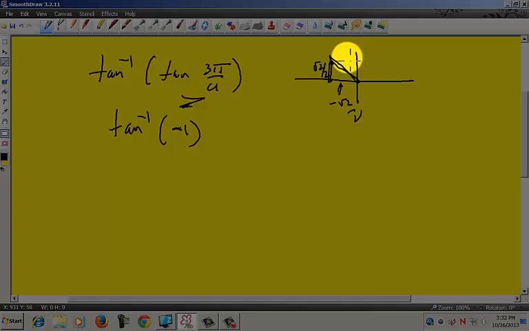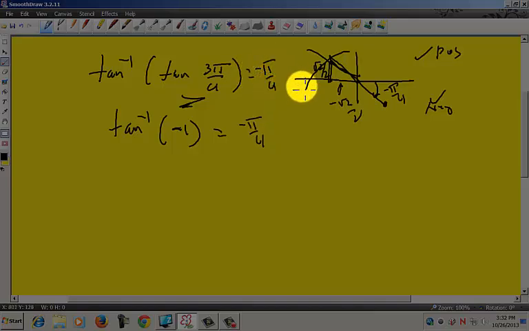Well, tan inverse does not exist in this quadrant, so I can't write 3 pi over 4. Tan inverse only exists in the first and the fourth, and it's positive here, and it's negative there, so therefore I have to use this one, which I also have to go down, and that'll be negative pi over 4. So the answer of this is negative pi over 4. Alright, so they don't always undo each other.